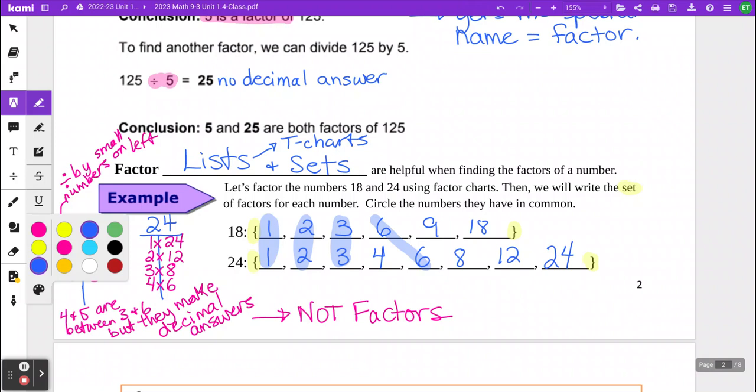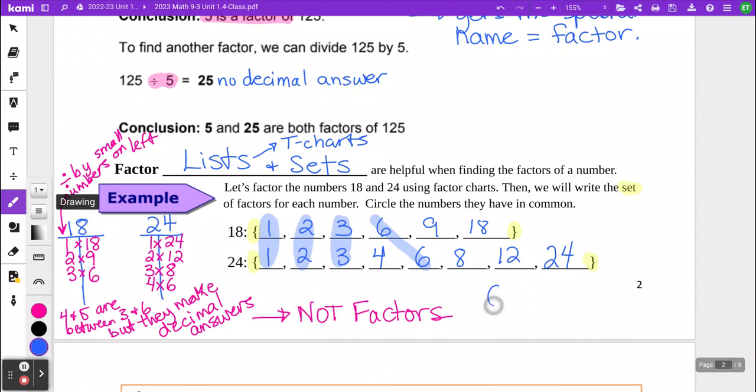Who would be the biggest? 6 is the biggest. So we would say our biggest one, that's called our greatest common factor. So we would say our GCF is 6. It's the biggest one in both sets that they have in common.